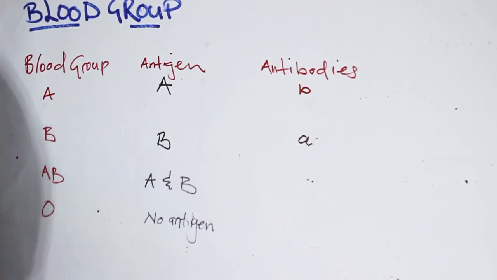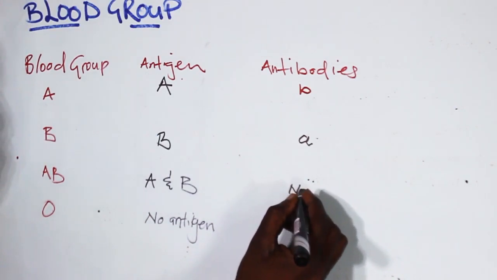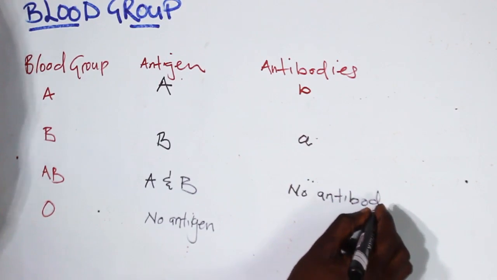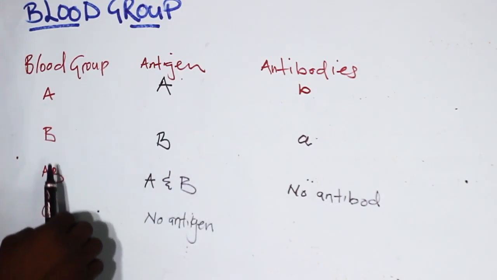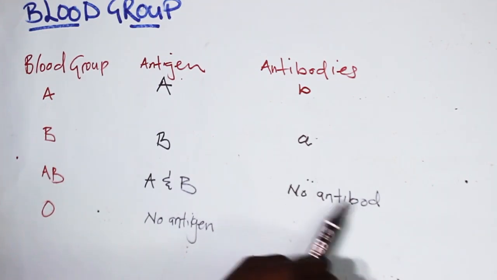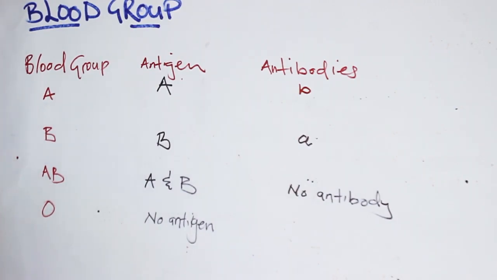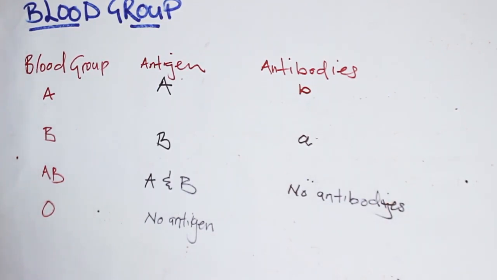All right. So if you are a blood group AB, meaning you have no antibody, you have no antibody there. So this also makes AB special, able to donate blood to A and B, because they have no antibodies. So that's how it works.